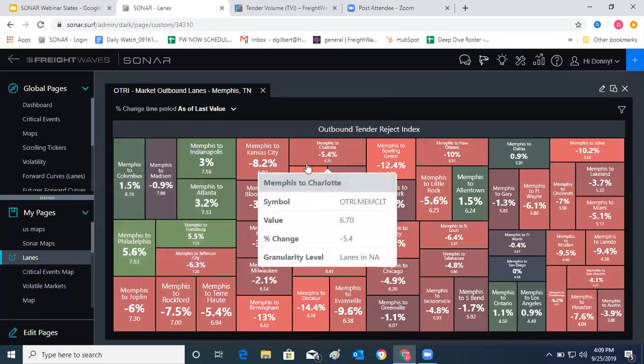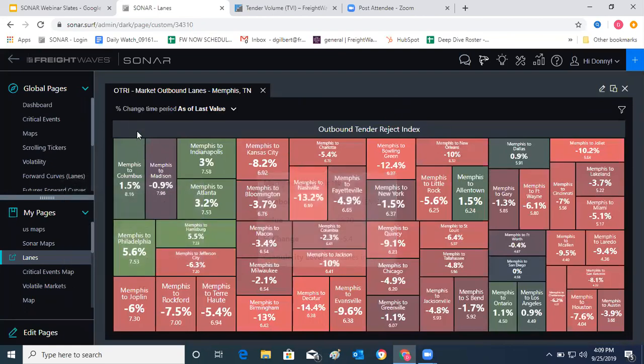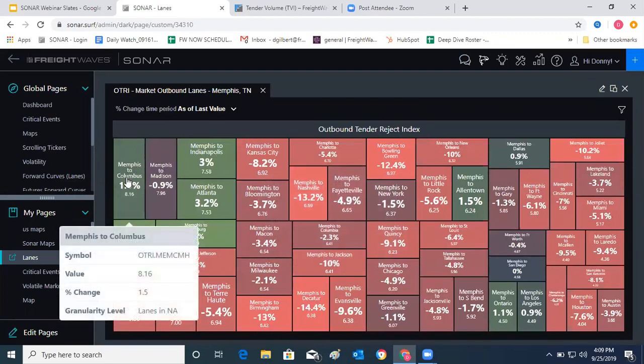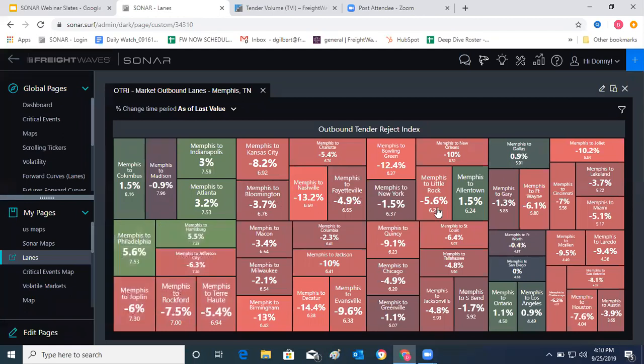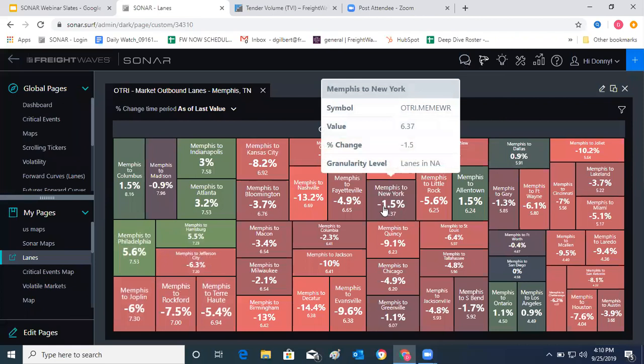So this is a better map. What this shows us are tender rejection rates on some of the lanes out of the Memphis area. We've got Memphis to Columbus, Ohio. It has an 8.16 tender rejection rate. When we see the percentage here, that's the change from the day before. So it's increased 1.5%. It's shaded in green. Memphis to Madison, 0.9%. Hasn't moved very much. So we'll keep it a neutral color. But it's 7.96%. And you can look at all these lanes. Memphis to New York, it's gone down 1.5%. It has a 6.37 tender rejection rate.